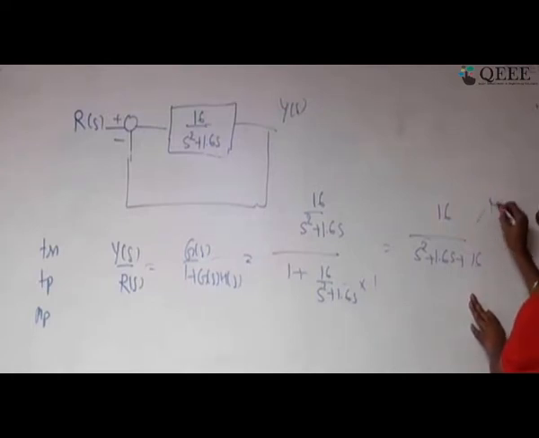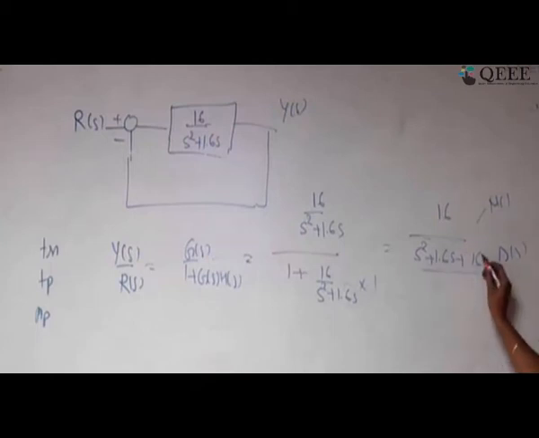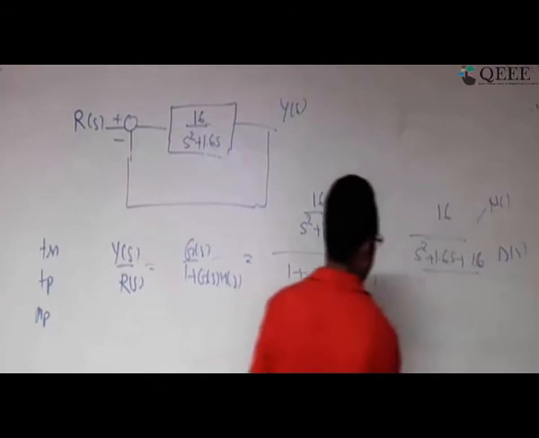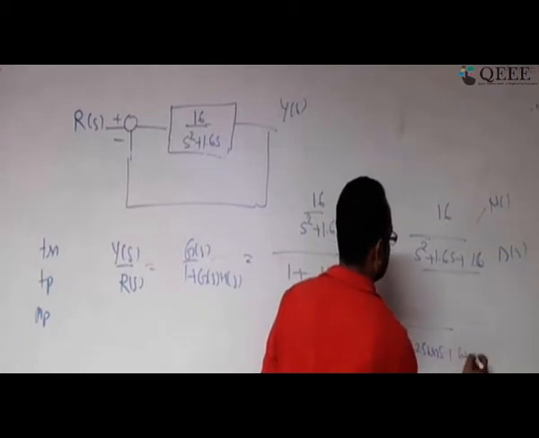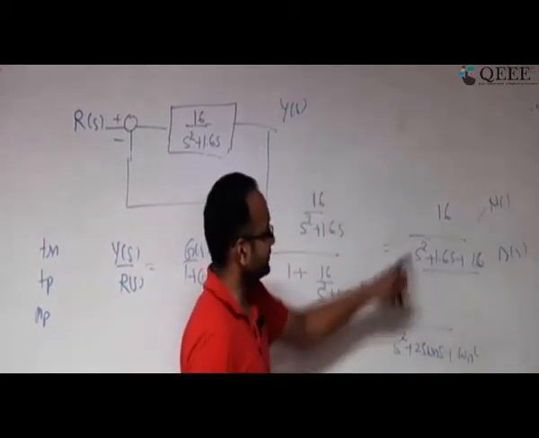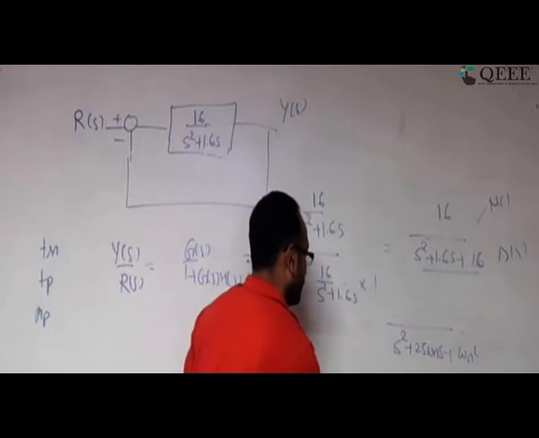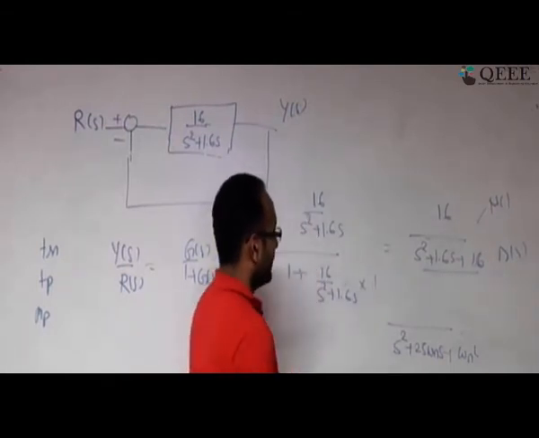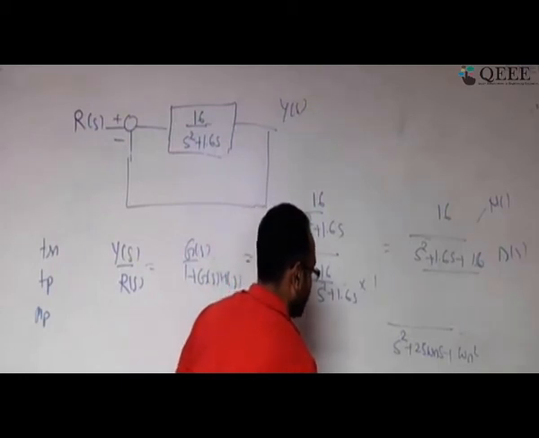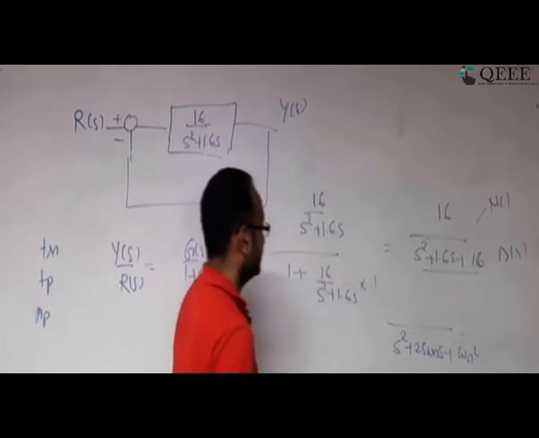So this is the entire transfer function. This is your numerator and this is your denominator. Now, you know that this is a second order system, so you have to compare it with the standard form. And what is the standard form? s square plus 2 zeta omega n s plus omega n square. Correct? If you compare these two equations, omega n square is going to be 16, and 2 zeta omega n is going to be 1.6.